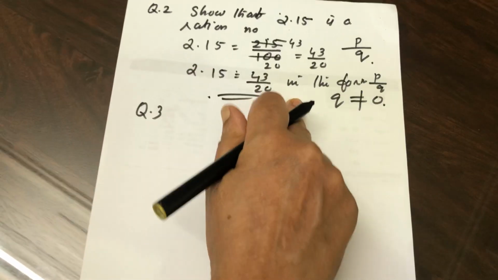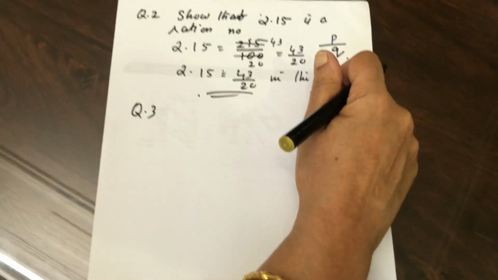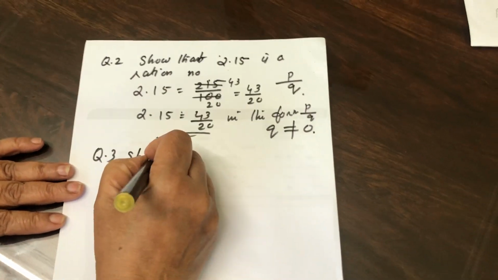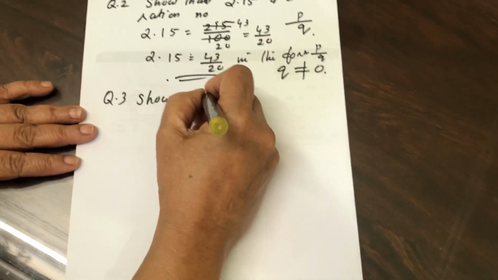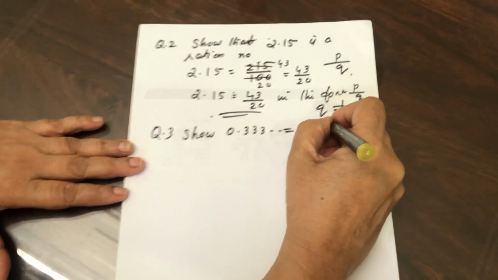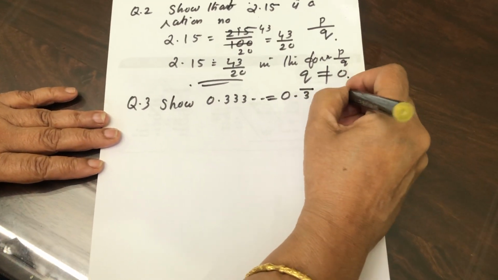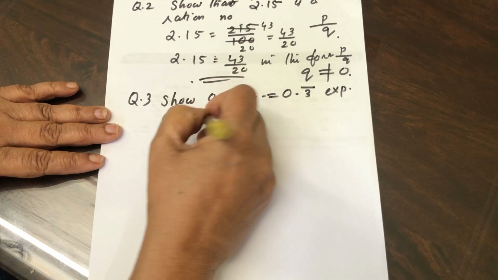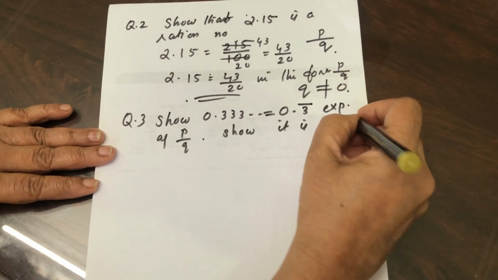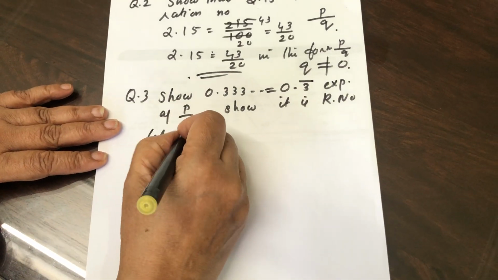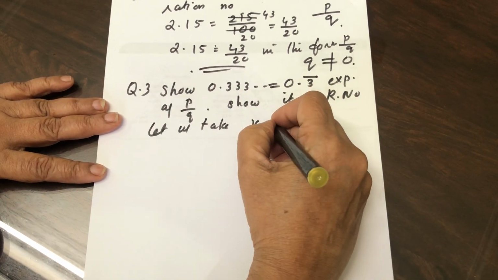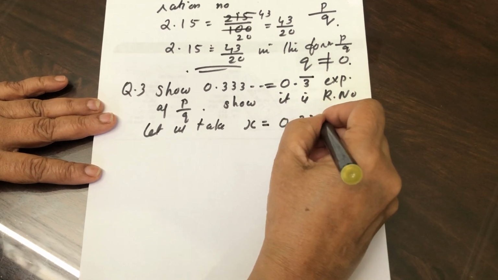So now you know how to convert a terminating decimal into a rational number. Now I am going to take another number, 0.333 dash dash, that is 0.3 bar. Express it in the form of p by q and show that it is a rational number. So now let us take x as 0.333 dash dash.